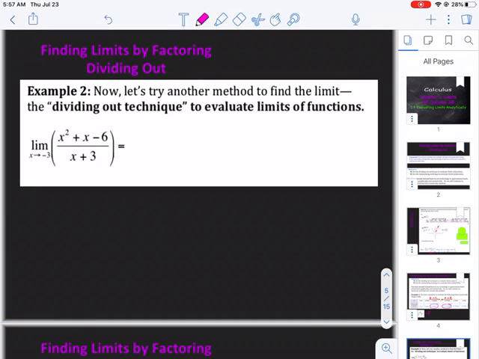We have another way now that we can check this out, and this is the dividing out technique to evaluate limits of functions. In prior lessons, we had used direct substitution, and that's what we'll continue to do. So we're going to first start out by saying the limit as x approaches -3. We would do a direct substitution by plugging in -3 for every instance of x.